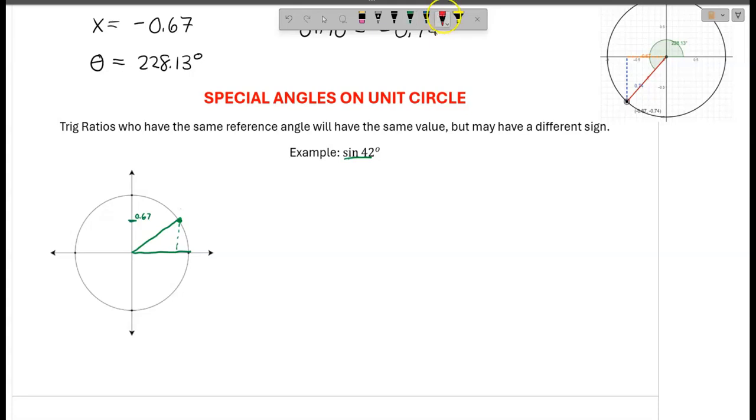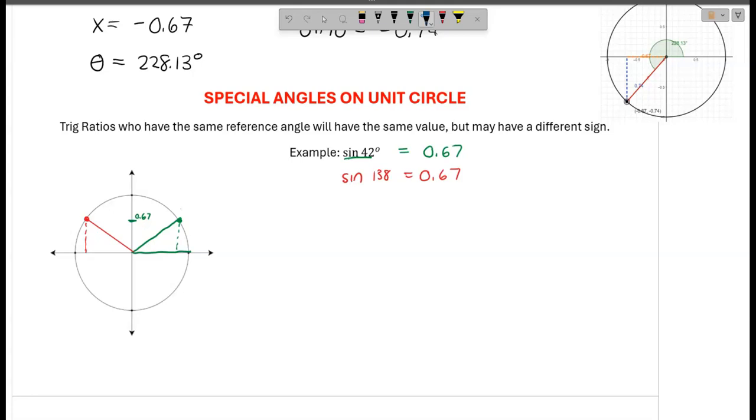Now in quadrant 2, what would be an angle that would have the same reference angle? Well, we're going to take 180 minus 42. So sine of 138, that angle is going to look like this. And when I draw that in, you'll notice that it has the same y value. The point is at the same height on the unit circle. So that is the reason for both of these why the answer is 0.67 and why the answer for this is also 0.67.